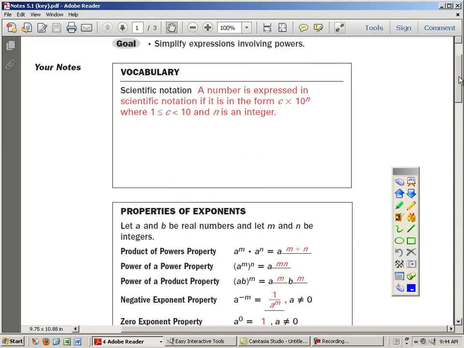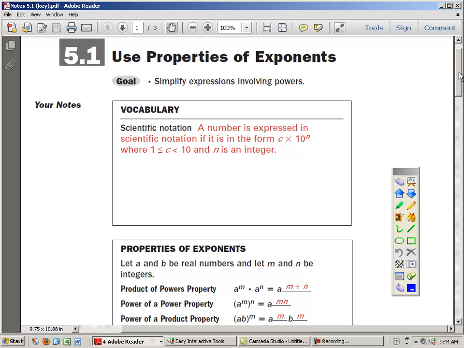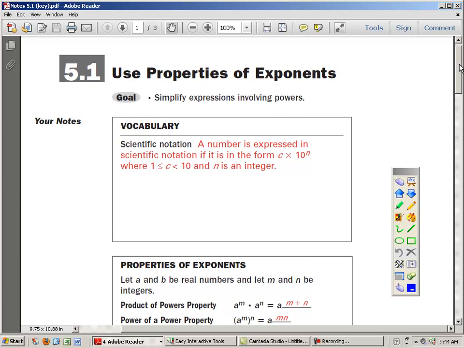Welcome back to the start of Chapter 5. Chapter 5, Lesson 5.1, we're going to be talking about properties of exponents. Now, properties of exponents are things we should be familiar with already, and so a lot of the properties of exponents as we go through these should look somewhat familiar to you, although it does not hurt to brush up on these concepts and then actually apply them to some real examples.